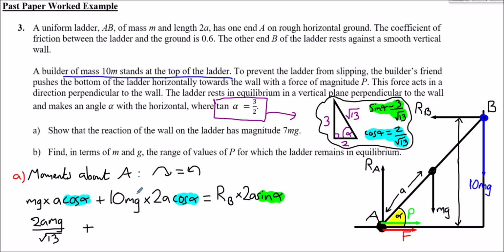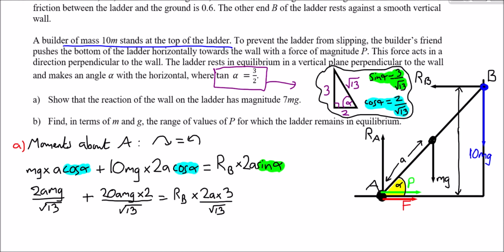Over here we've got 10 mg multiplied by another 2A, so that's going to be 20 AMG, but this time that multiplied by cos alpha is going to be multiplied by 2 over root 13. And then over here we've got reaction from B multiplied by 2A sin alpha. So that's 2A times 3 over root 13.